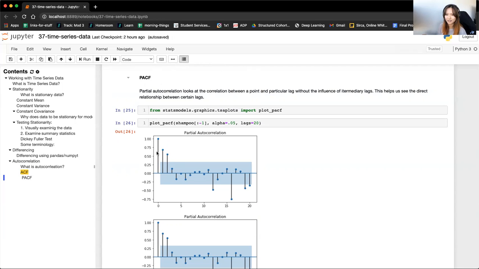Sure, okay, that makes sense. You're finding the independent predictive power and getting rid of the influence of the lag before it. Yeah, that's right. Okay, thank you. Which is something that you, again, want to take note of for when you're modeling. Any other questions so far?